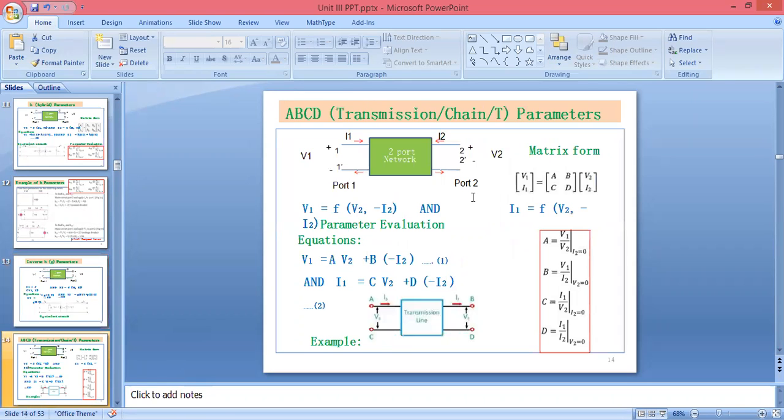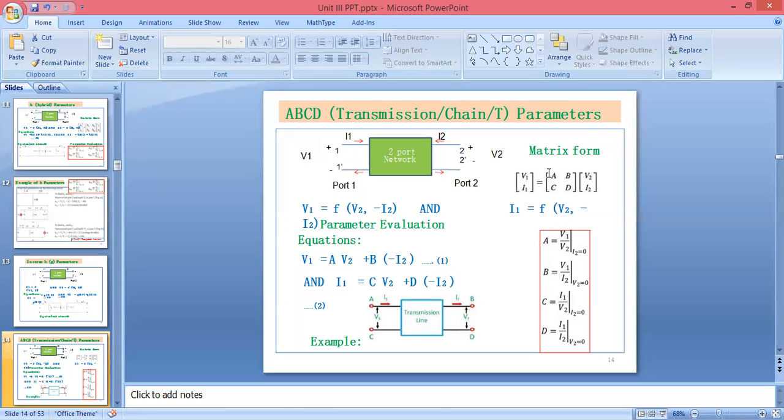Now, ABCD parameter. If we are having the two-port network in which voltage appeared across port 1 and current flowing through port 1 will be dependent on voltage appeared across port 2 and current flowing through port 2, we can call that network the cascade network. We can say that network is the chain network or we can say this network is a transmission network. And you will get the equations of ABCD by using these two linear equations, equation 1 and equation 2.